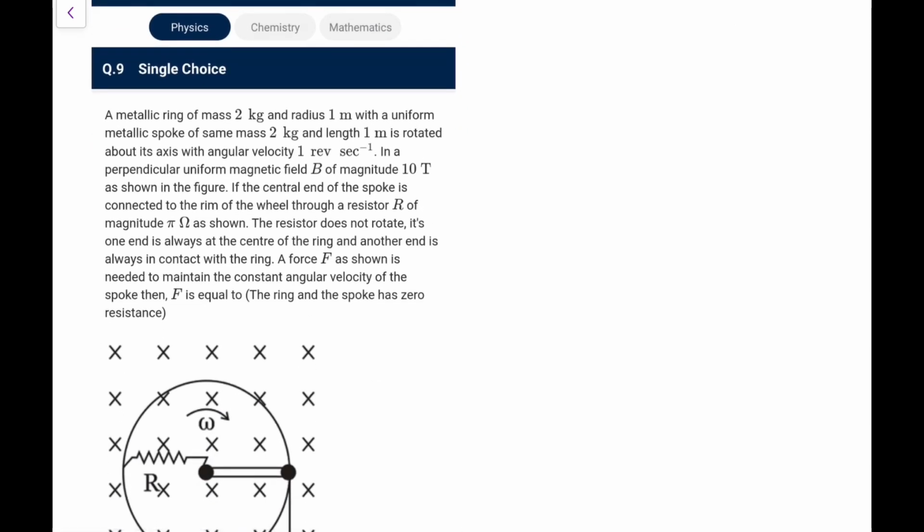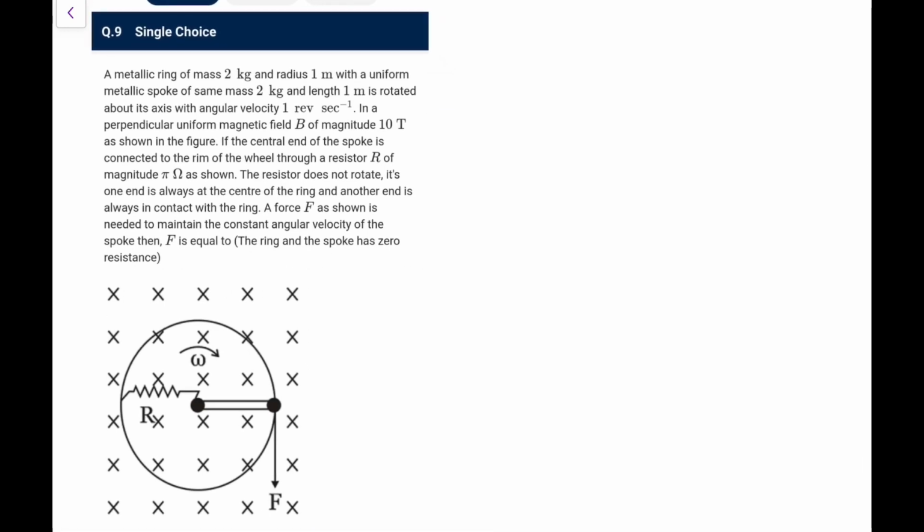you have a metal ring of mass 2 kg and radius 1 meter with a uniform metallic spoke of mass 2 kg and length 1 meter rotated about the axis with angular velocity in a perpendicular field of magnitude this. If the central end of the spoke is connected to the rim of the wheel through a resistor R of magnitude pi, the resistor doesn't rotate. Its one end is always at the center and the other is always in contact with the ring. A force F is shown is needed to maintain the constant angular velocity of the spoke.